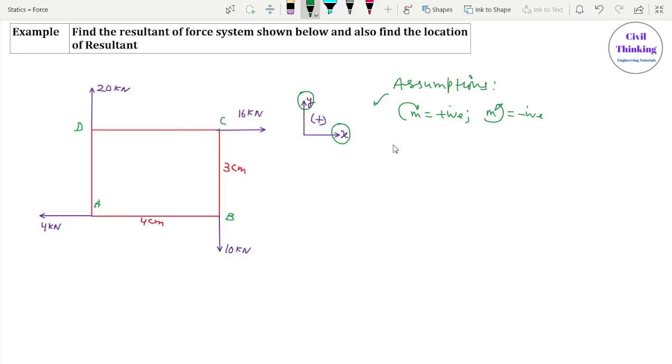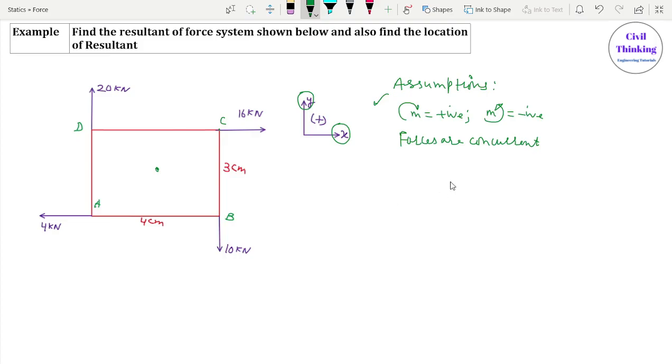okay? The third assumption is forces are concurrent, okay? Now, as you can see here, these forces are acting at different points, right? This 4 kilonewton is at A, then we have a force at B, we have a force at C. We will assume all of these forces to be acting at a single point. This is an assumption, okay? After the assumption, we will find the exact location of the force, okay? Now, let's assume the forces at this center point, okay?